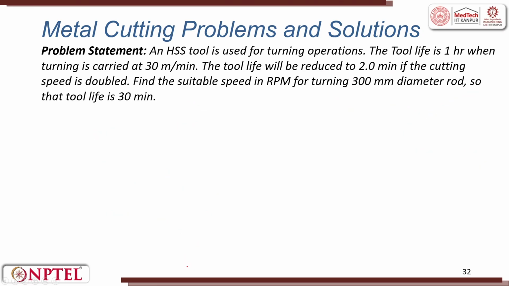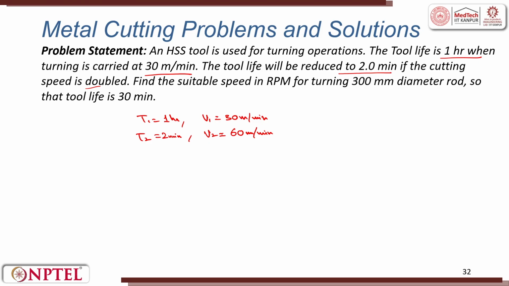That is the last problem statement in this tutorial, where an HSS tool is used for turning operations. The tool life is 1 hour when turning is carried out at 30 meters per minute. That is, T1 is equal to 1 hour, and here V1 is equal to 30 meters per minute. And then it says tool life will be reduced to 2 minutes if cutting speed is doubled. Cutting speed is doubled, that means V2 is 2 times V1, that is 60 meters per minute. And at this status, T2 becomes 2 minutes only.